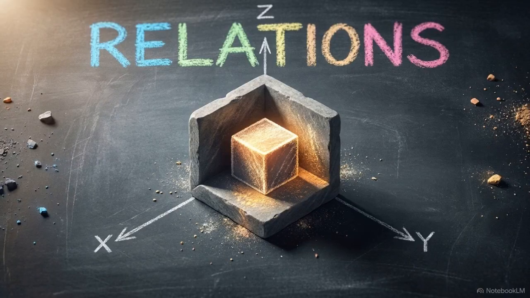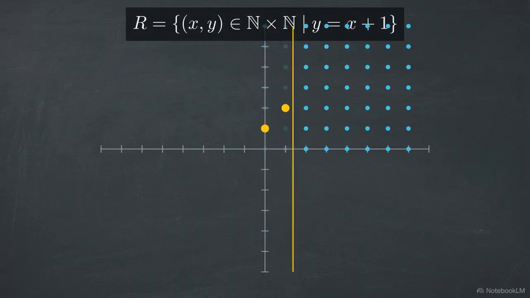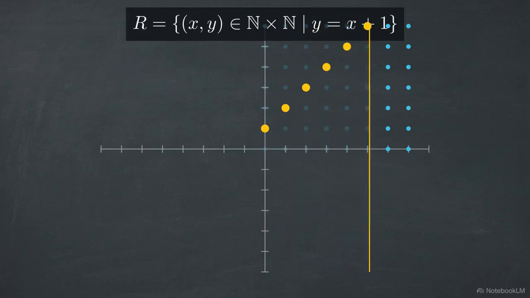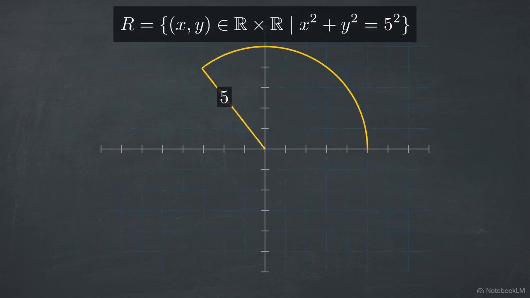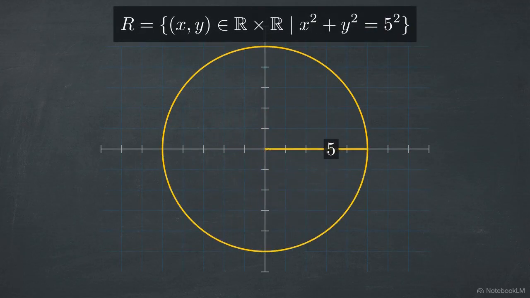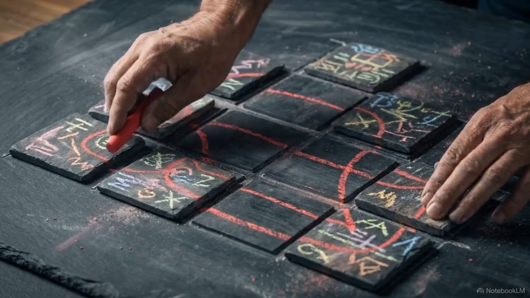A mathematical relation is defined as a subset of a Cartesian product. To isolate specific pairs, we use set comprehension. Filtering natural numbers where the second is 1 plus the first isolates a specific subset. On a continuous real number plane, filtering for points with a distance of 5 from the origin perfectly defines a circle. In formal notation, stating that a pair A, B belongs to relation R is functionally the same as writing ARB.